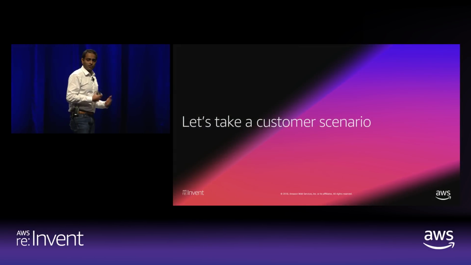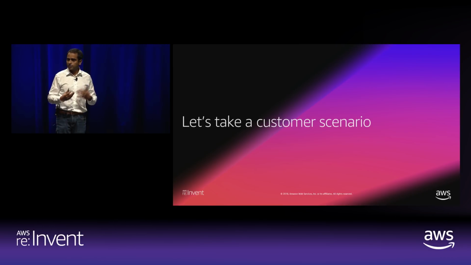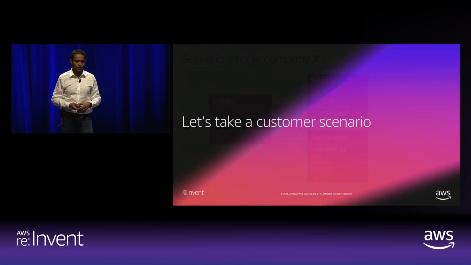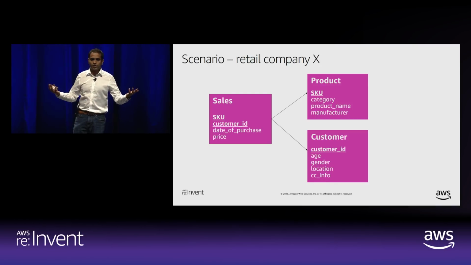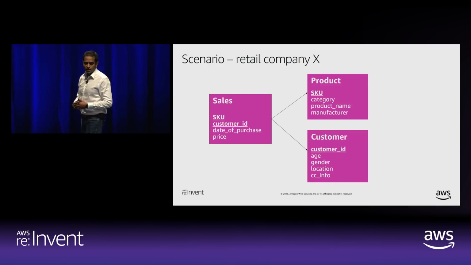So we got a good sense of the foundational stuff that a security admin has to understand. Now let's go through what we call scenario-based settings to understand what the data flows are and see how we have to secure this. Let's take a quick example of a retail company that has sales, product, and customer.